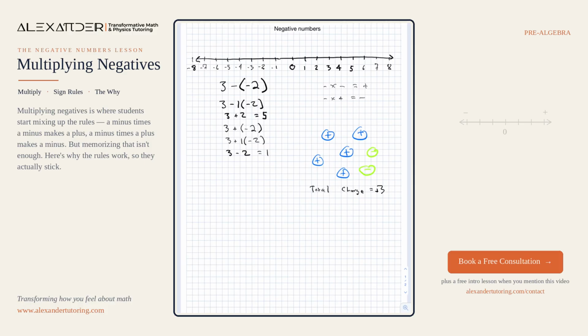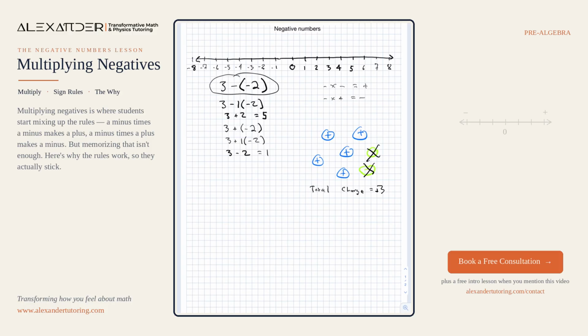Let's go back to our original problem, 3 minus minus 2. The way I want you to think of that is we're subtracting, or removing, 2 of the electrons, the negatively charged particles. So if we start with a total charge of 3, and we remove 2 of the negative ones, boom, they're taken away.